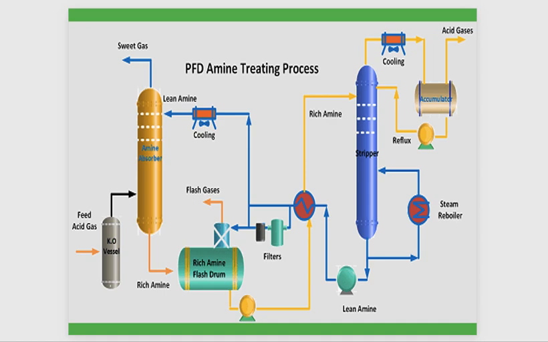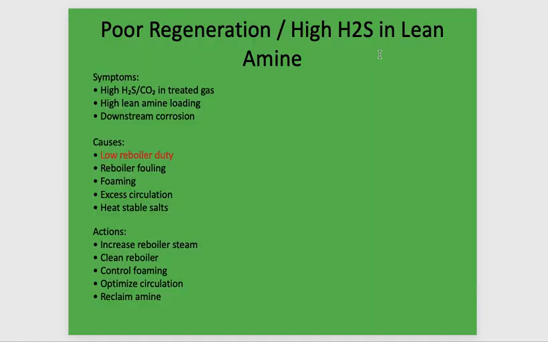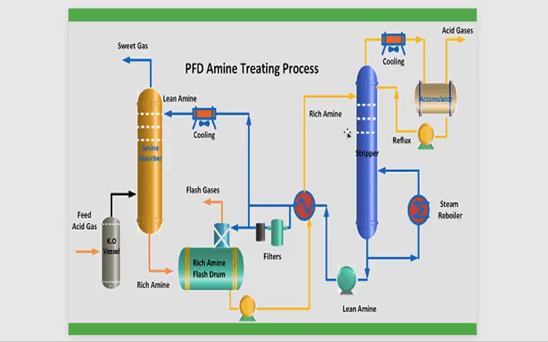Simply, the first subject we will talk about is poor regeneration, or high H2S in lean amine. High H2S in lean amine means that you did not make a good stripping in this tower. This is a stripper, and the rich amine is treated by this reboiler. So you add steam here to reach the specification for the amine, which is ppm of H2S in the lean amine, maybe lower than 900, or between 900 and 500 ppm H2S in the lean amine here.